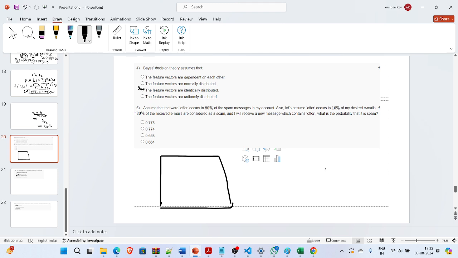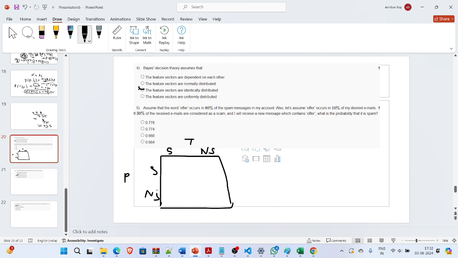This is the predicted ones. This is the truth value. Spam, not spam, spam, not spam. Yes. Okay. Yes, sir. Assume that the word offer occurs in 80% of the spam messages in my account.